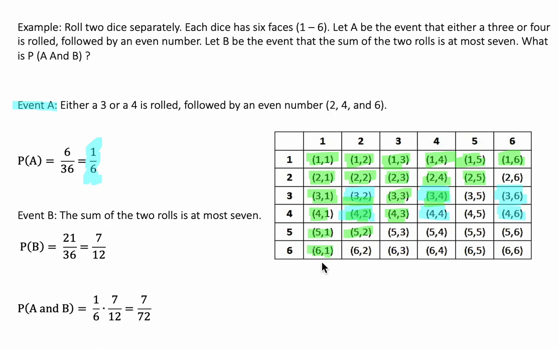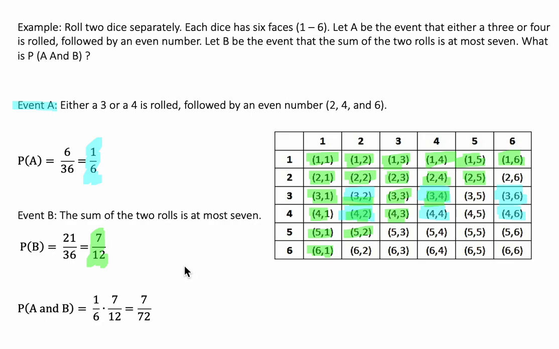So in total, when you add all the greens up, and some of them overlap, we have 3 that overlap, we get a total of 21. So the probability of B happening would be 21 out of 36, and when we reduce that, we get 7 over 12. So this is the probability of event B happening.